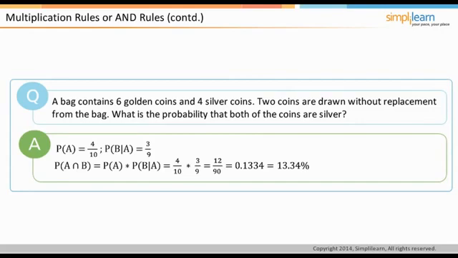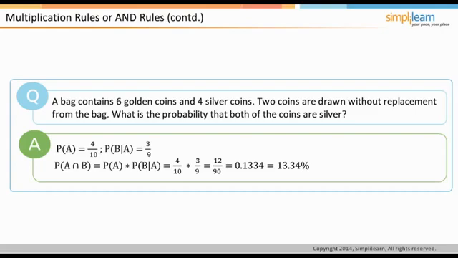A bag contains 6 golden coins and 4 silver coins. 2 coins are drawn without replacement from the bag. What is the probability that both of the coins are silver? Let A be the event that the first coin is silver, and B be the event that the second coin is silver. There are 10 coins in the bag, 4 of which are silver. Therefore, P of A equals 4 divided by 10. After the first selection, there are 9 coins in the bag, 3 of which are silver. Therefore, P of B given A equals 3 divided by 9.